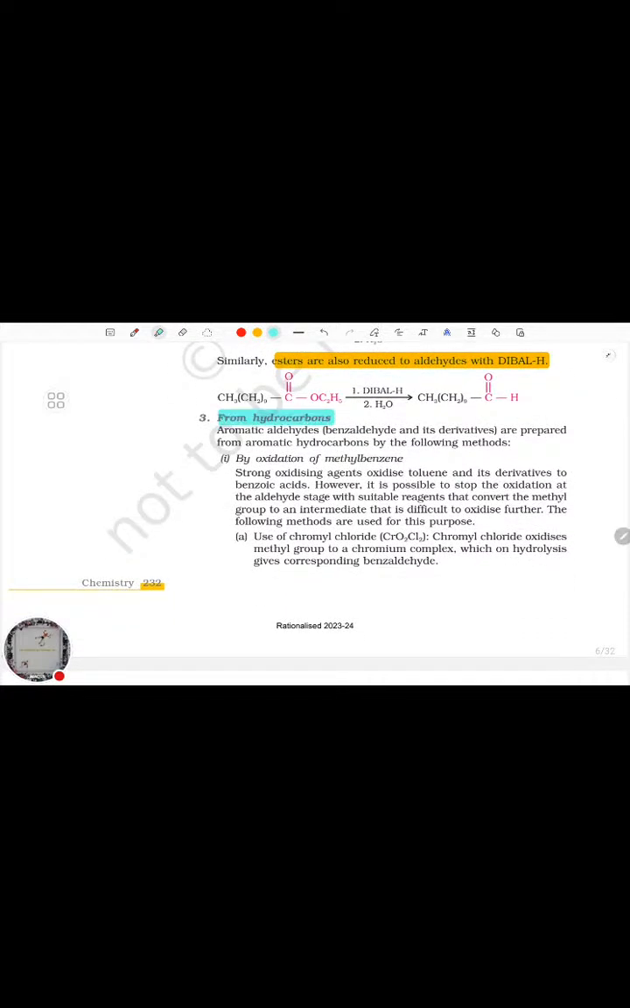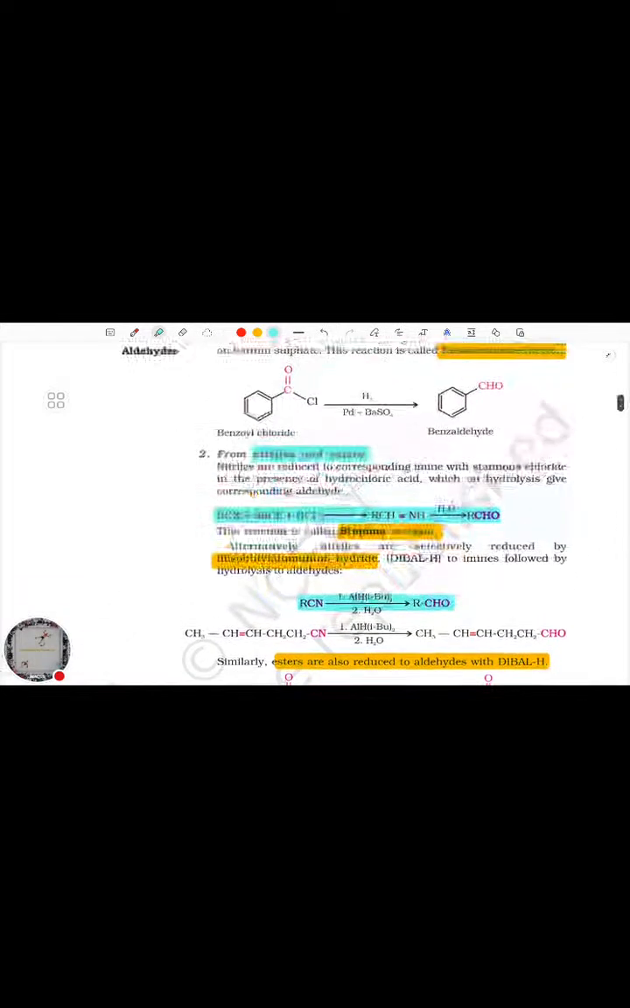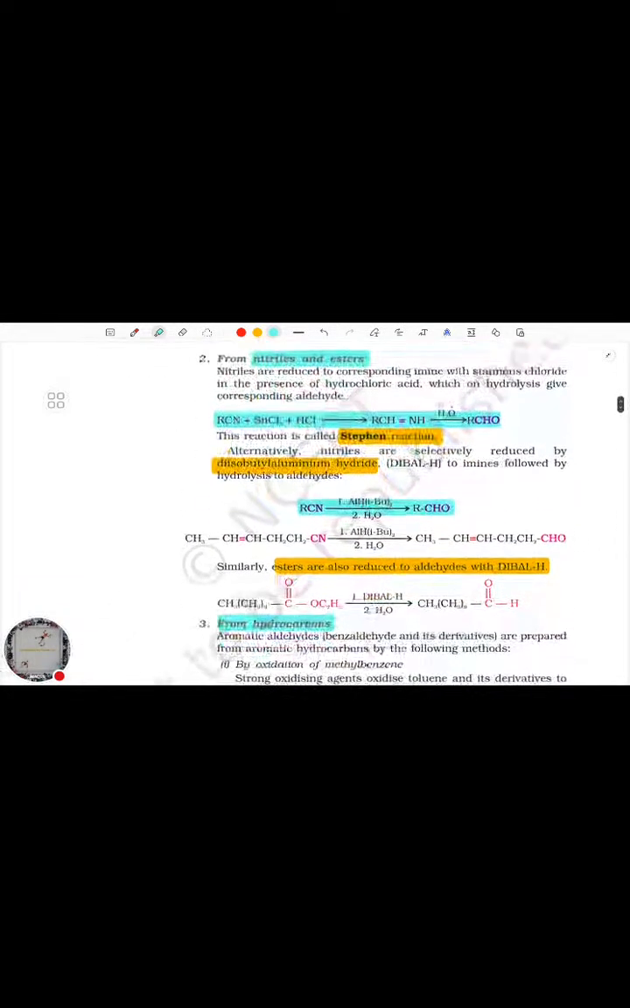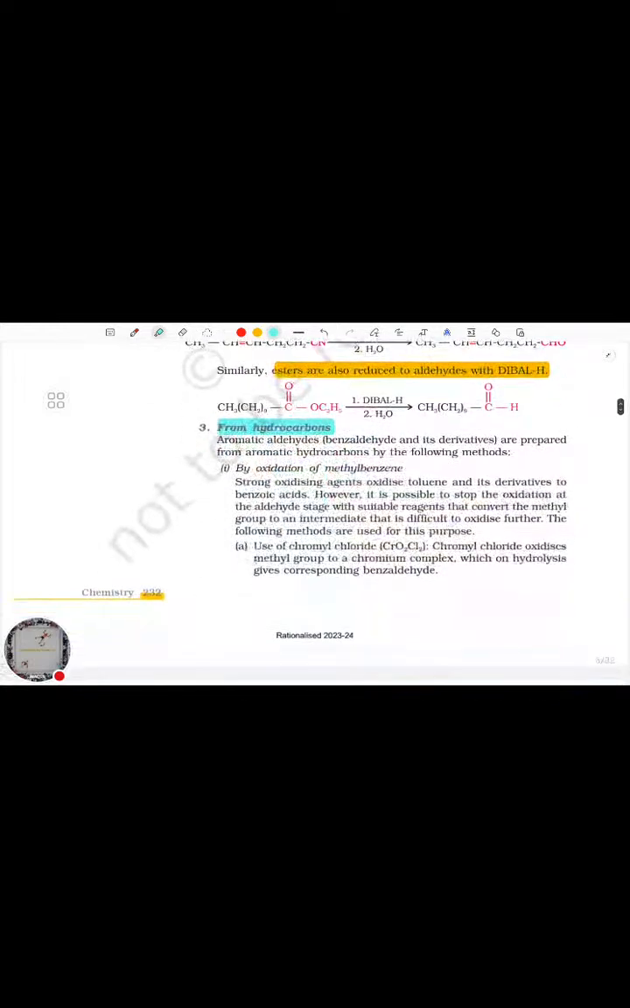So next, from hydrocarbons: preparation by oxidation of methyl benzene. Aromatic aldehydes, benzaldehyde and its derivatives, are prepared from aromatic hydrocarbons. If I have to create certain aromatic aldehydes, then I will have to use certain aromatic hydrocarbons. First, the oxidation of methyl benzene. Toluene is basically a benzene ring with a methyl group attached to it. Strong oxidizing agents oxidize toluene and its derivatives to benzoic acid.